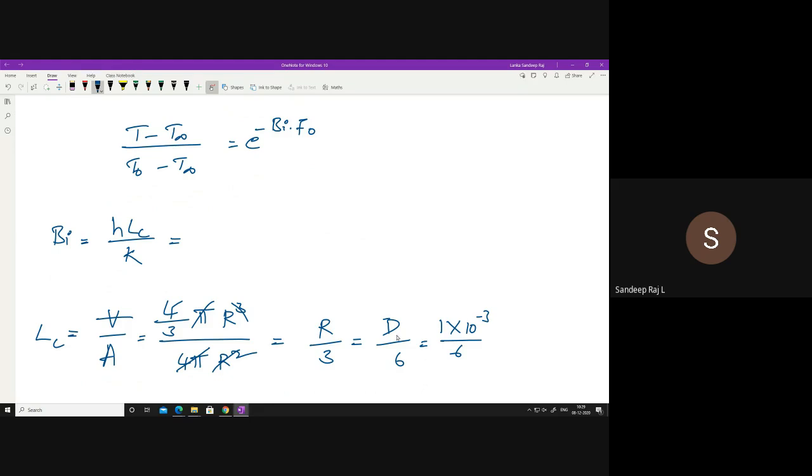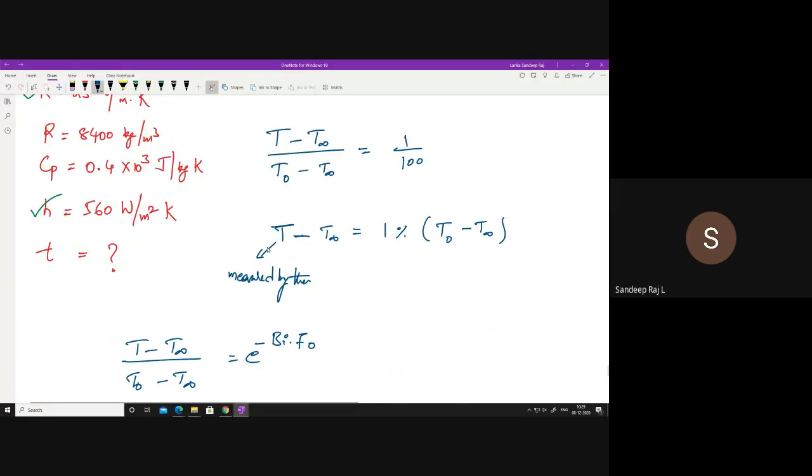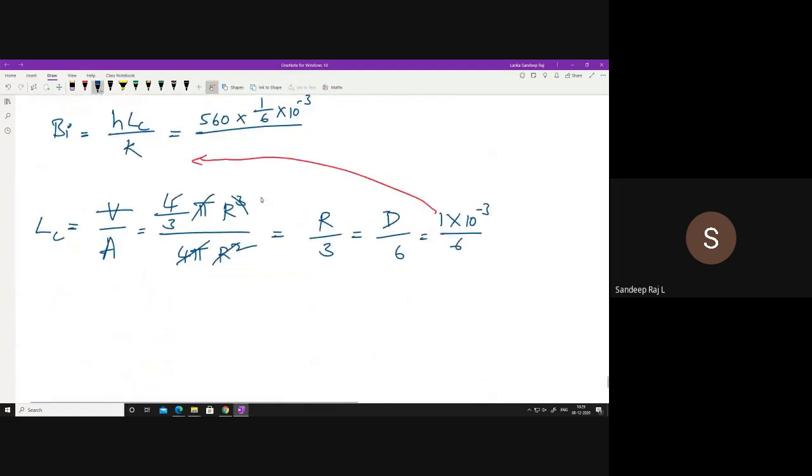Now you can substitute this Lc value here. The H value is given as 560 in the question, and the Lc value is 1 by 6 into 10 to the power of minus 3. The K value is given in the question as 25 watt per meter Kelvin. So somebody tell me, what is this Biot number value?